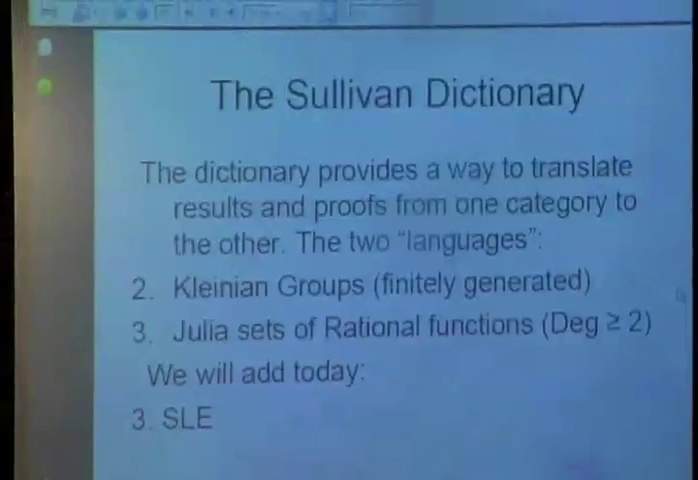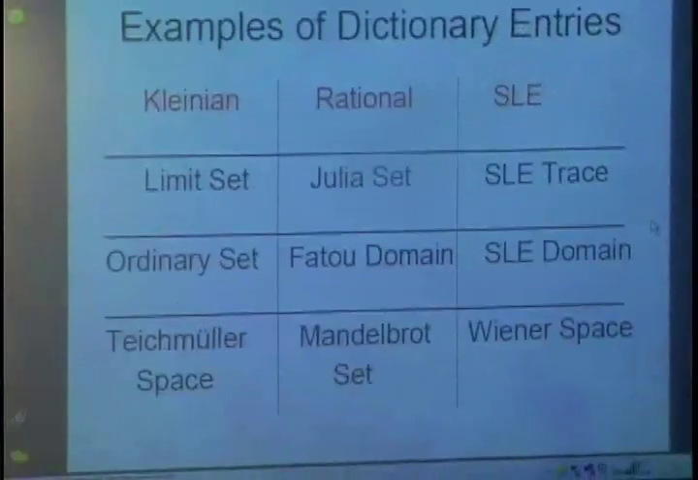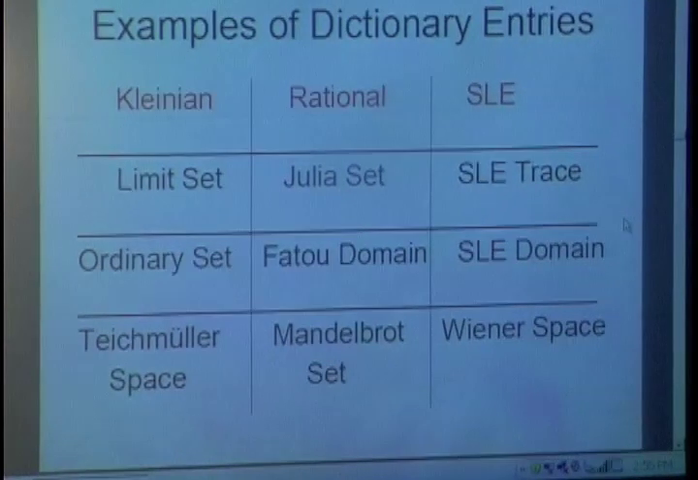And so you get infinitely many complementary domains there. And that's what I mean by this entry, SLE domain. So I mean one of these domains complementary to what's called the trace, this curve. So let's look at another entry.